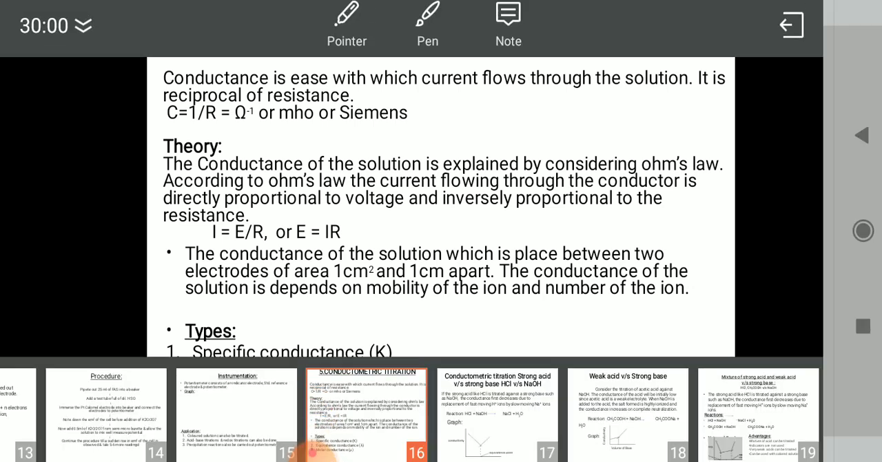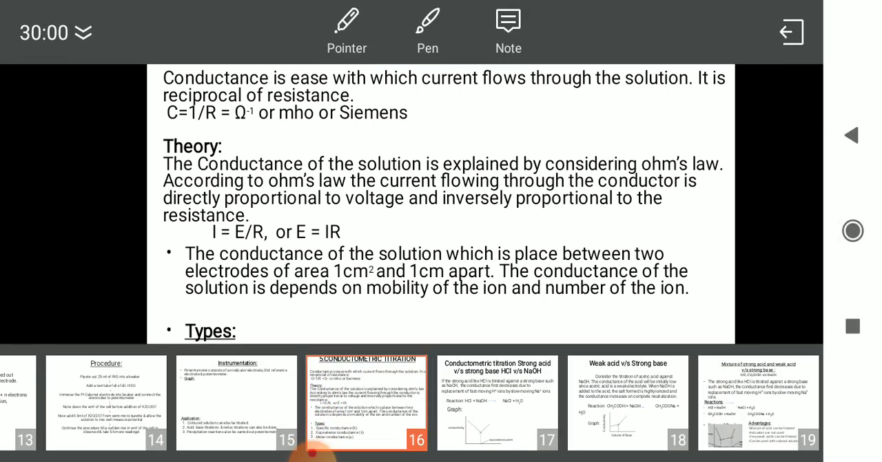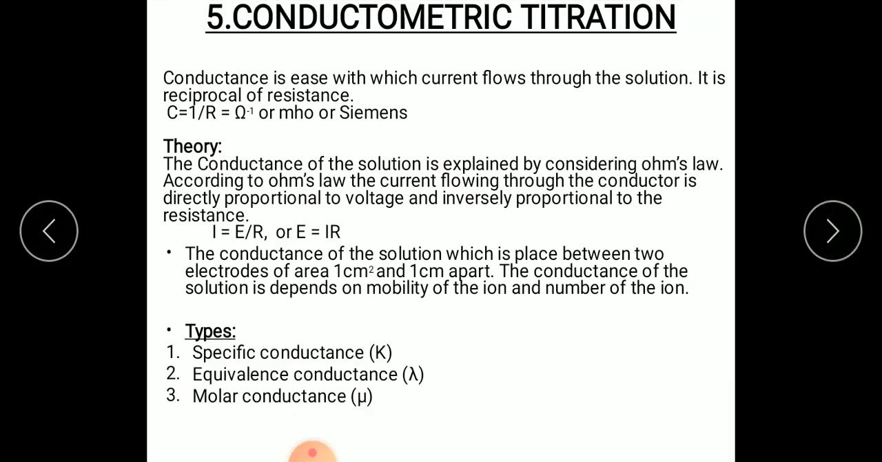Here the conductance is defined as the conductance of the solution which is placed between two electrodes of area 1 cm square and 1 cm apart. The conductance of the solution depends on the mobility of ions and the number of ions. So in an acid you can consider the mobility of H+ ions. So this is about the conductance. Let us see the types of conductance. There are three types, namely specific conductance, equivalence conductance, and the third one is molar conductance.